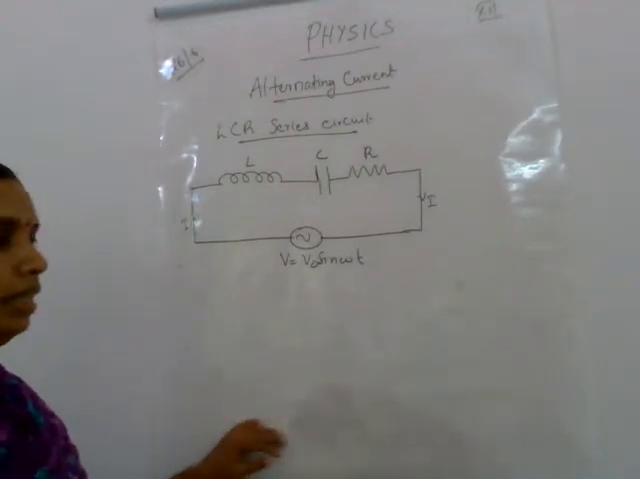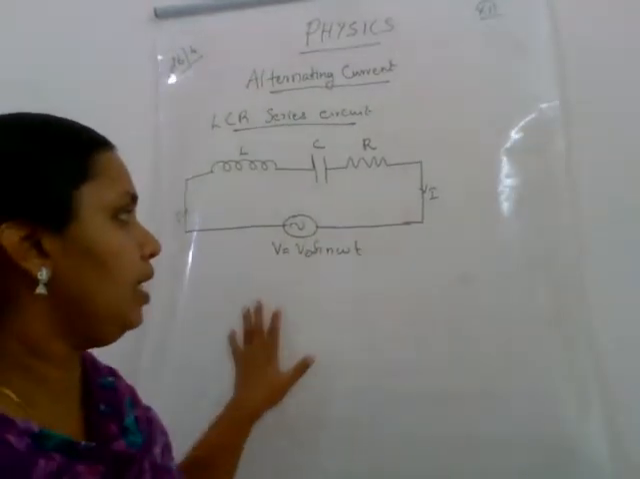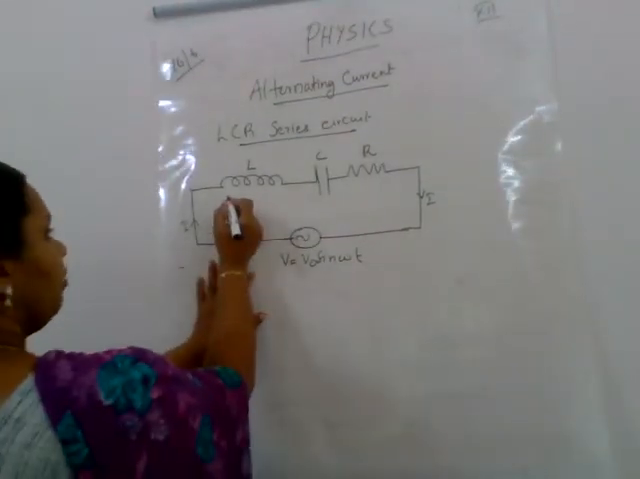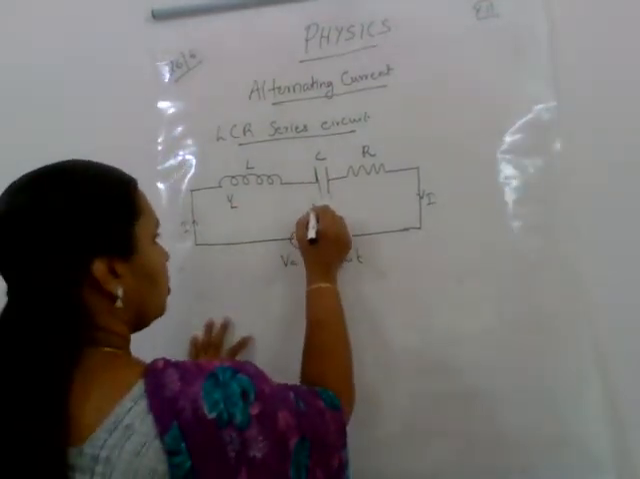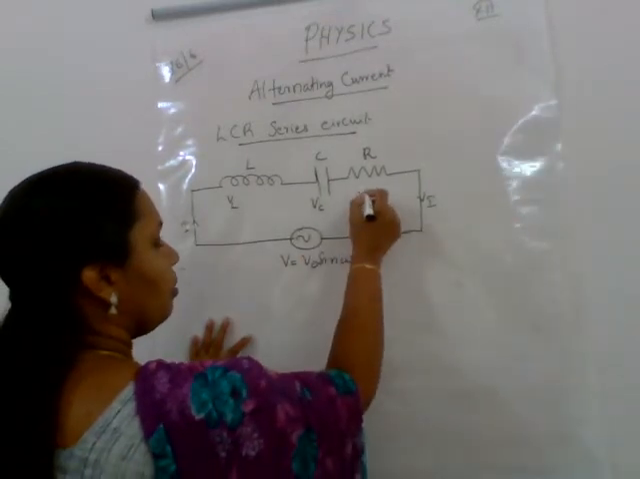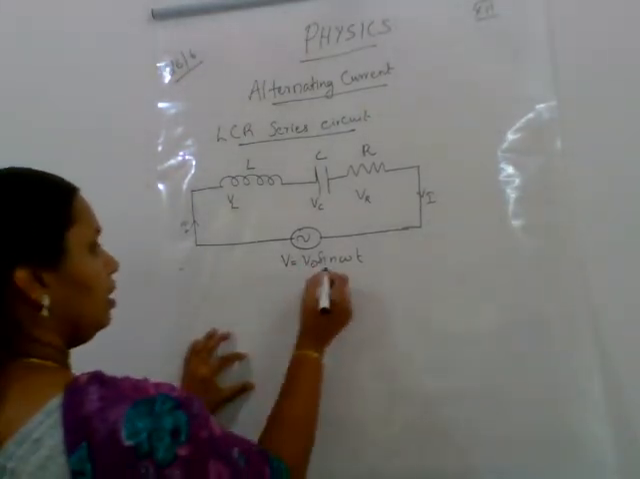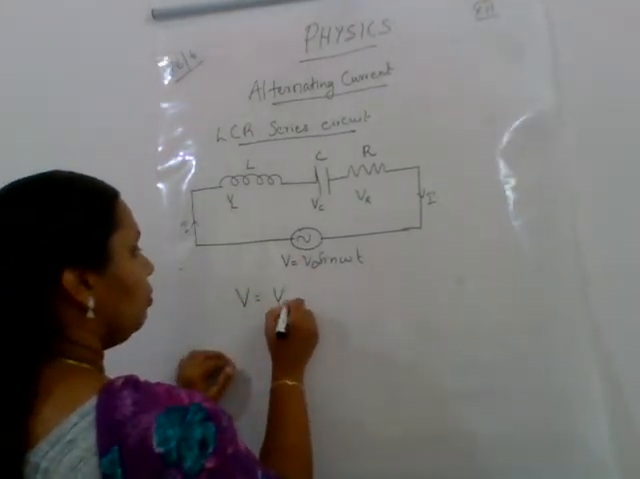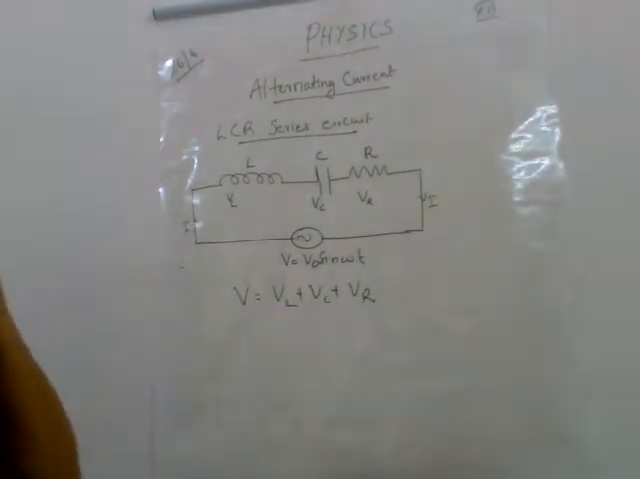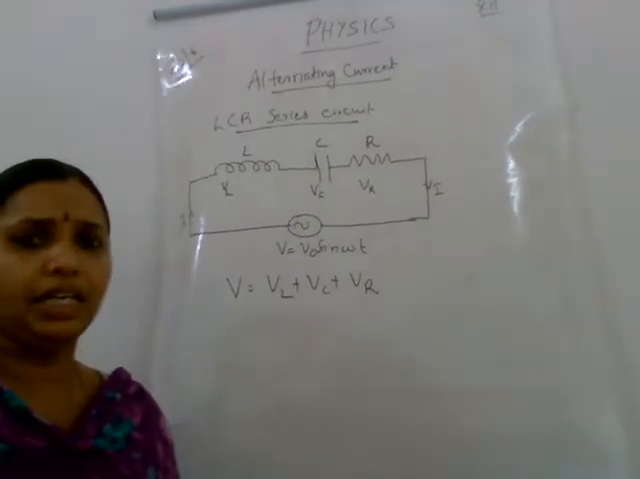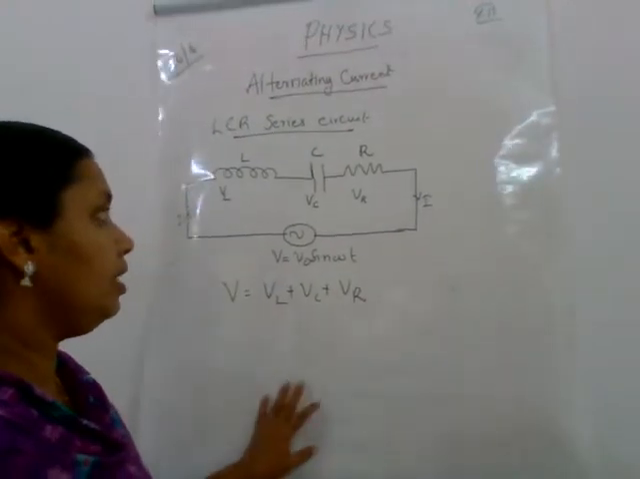And this V, the potential difference, gets divided across each component. We can take the potential difference across the inductor as VL, across the capacitor as VC, and across the resistor as VR. The applied potential V is equal to VL plus VC plus VR. That is the series combination. Let us find out what VL, VC and VR are.